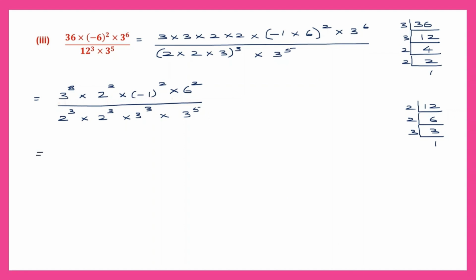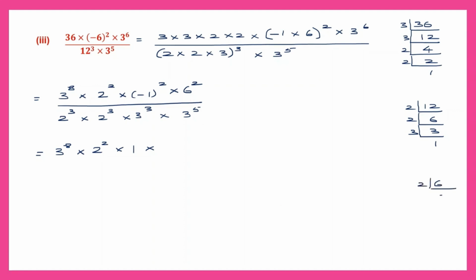So let's write this 3 to the power of 8 into 2 to the power of 2 into, now here minus 1 raised to the power of 2. Whenever a negative number is raised to an even number, this answer will be positive. So minus 1 raised to the power of 2 is 1. 1 itself, isn't it? Because 1 into 1 is 1. So that is 1 into, now we are going to get the prime factors of 6. So let's do that.